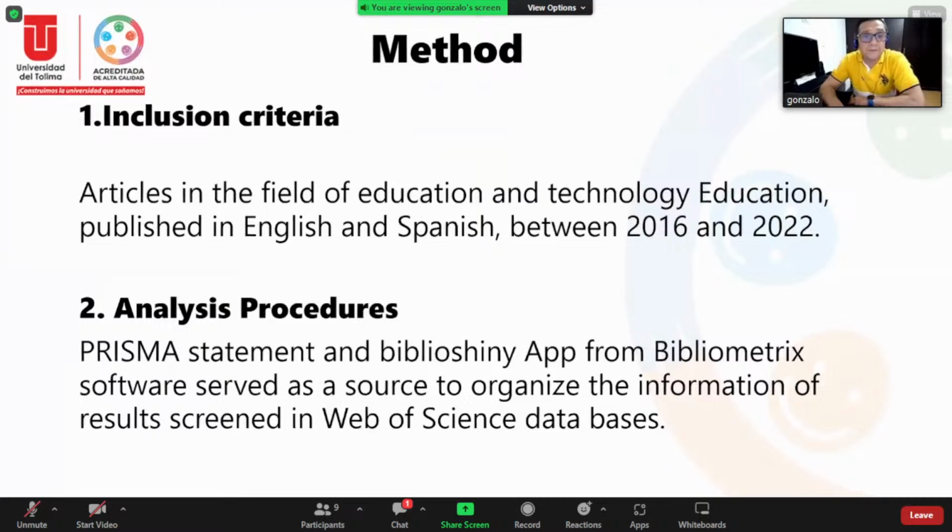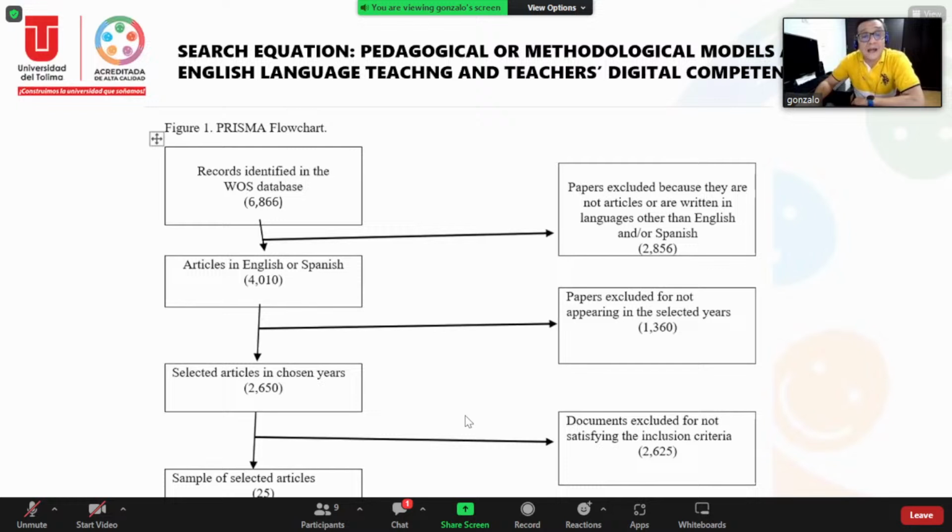This is the Prisma flow chart that I designed according to the results. The first result that I got was 6,866 articles in that database that somehow were related with pedagogical models applied to education in general. On the right, you are going to find the papers that I excluded. The first group of papers that I excluded were because they were not written in English or in Spanish. And those were 2,856 articles. So I had 4,010 articles that were written in Spanish and in English.